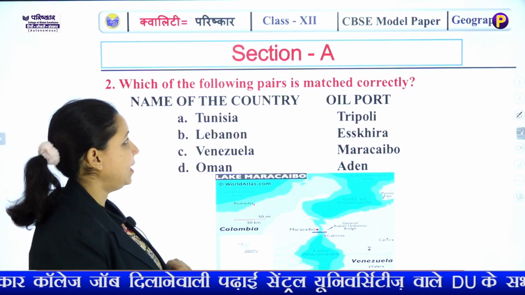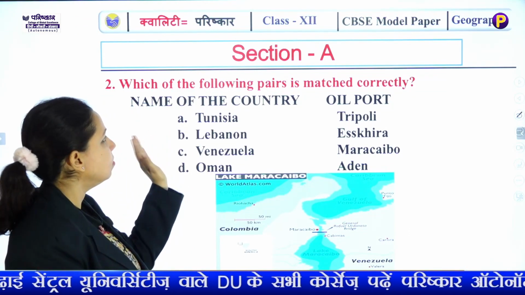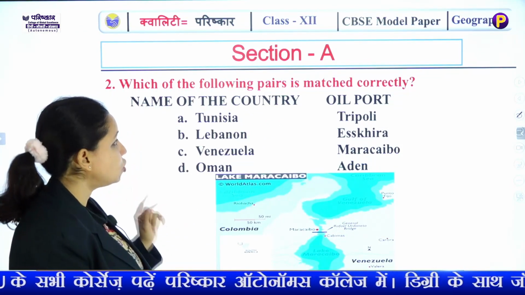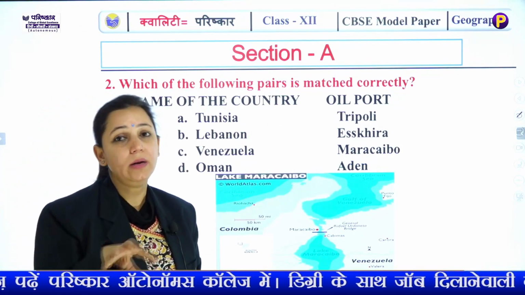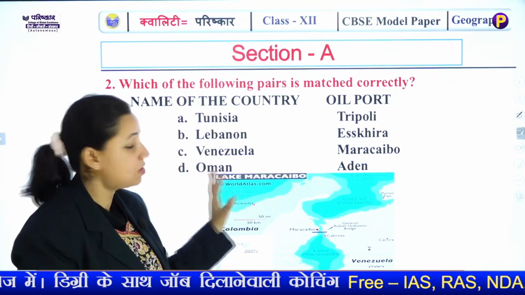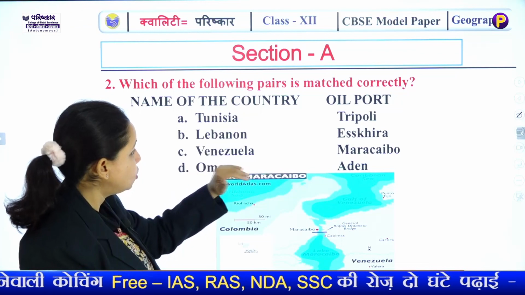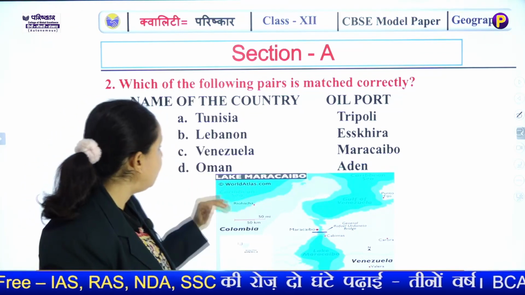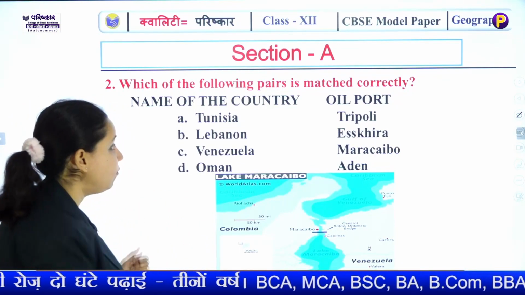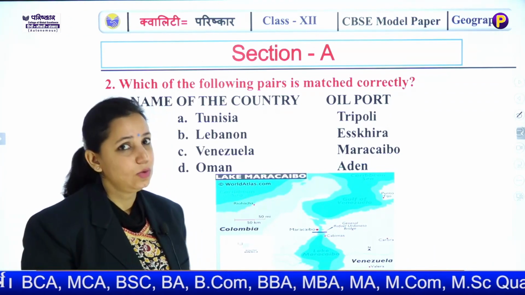Which of the following pairs is correctly matched? Now you have to see the name of the country is given and the oil ports are given. You should know the important oil ports of the countries, then you will be able to solve this question. Tunisia, Tripoli; Lebanon, Shirka; Venezuela, Maracaibo; Oman, Aden. Which of the following is correctly matched? If you know the correct oil ports and their connected country, then you can answer this question.